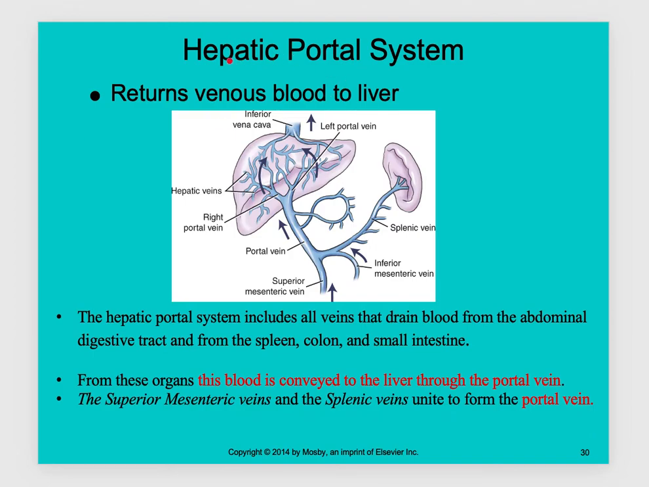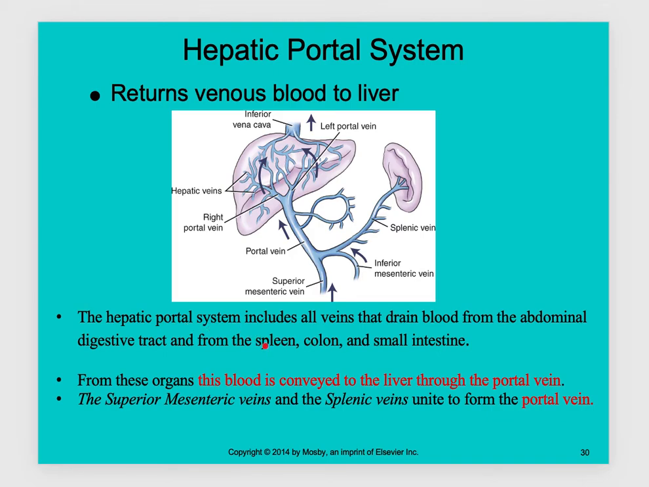You have the hepatic portal system, which returns venous blood to the liver. The splenic vein, the inferior mesenteric, and the superior mesenteric come in. They form the portal vein into the liver. You have a right portal vein, a left portal vein, and then hepatic veins all throughout the liver that confluence into the inferior vena cava and then back to the right side of the heart.